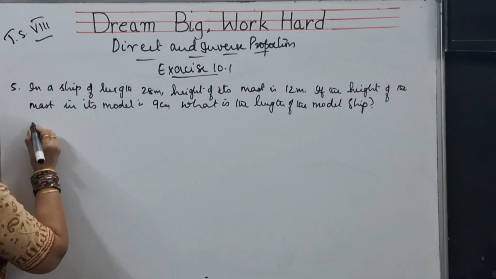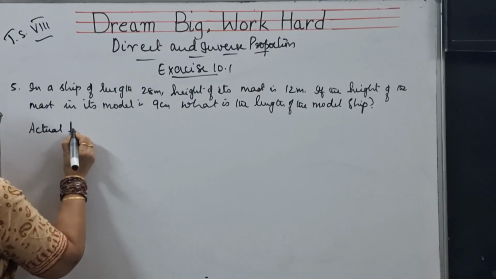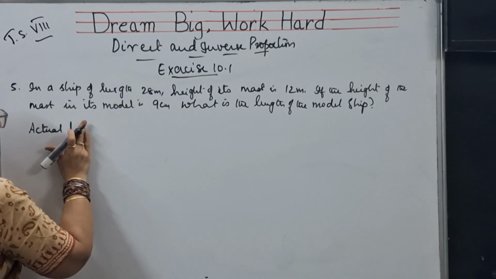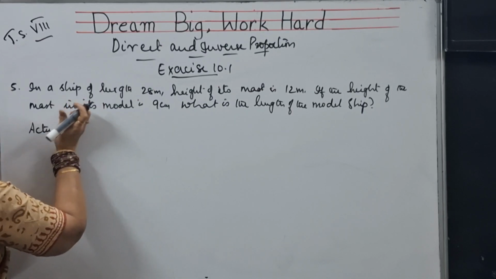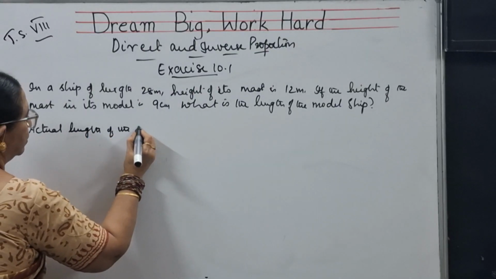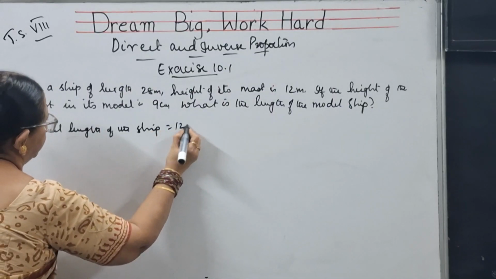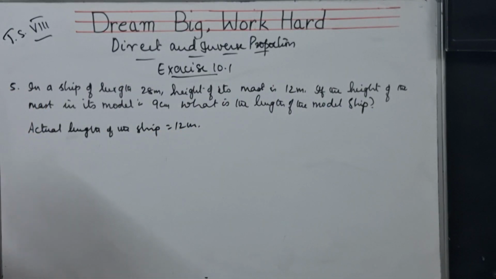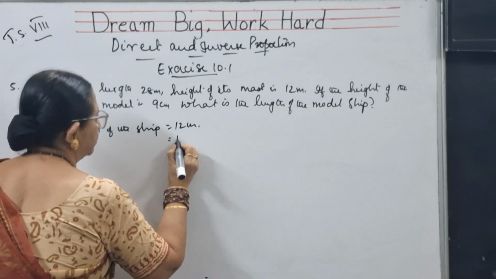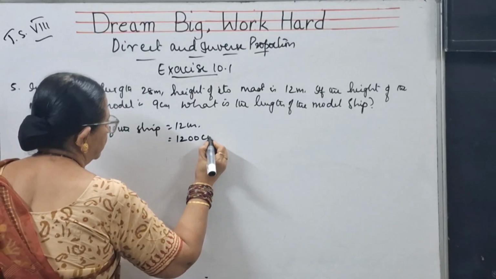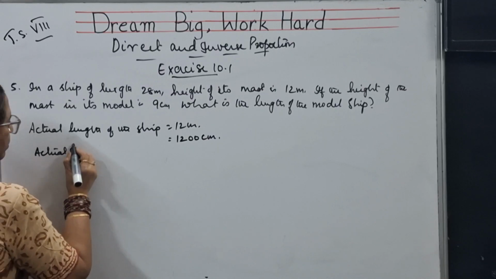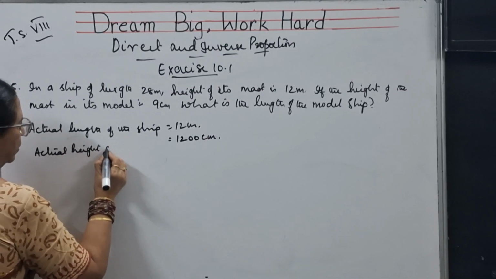So the actual length of the ship we have to talk about. The actual height of the mast is 12 meters. If it is 12 meters, say children, the model is having 9 centimeters. So convert it into centimeters. That is 1200 centimeters. And the actual height of the mast.